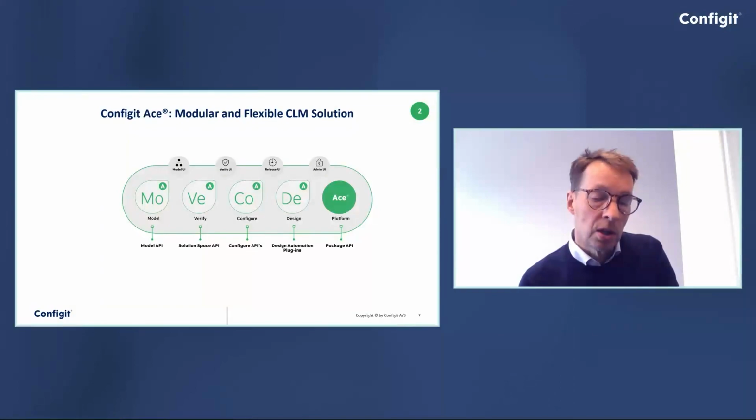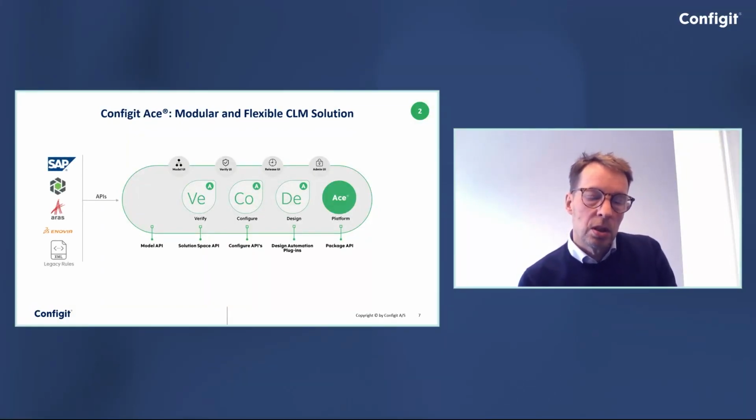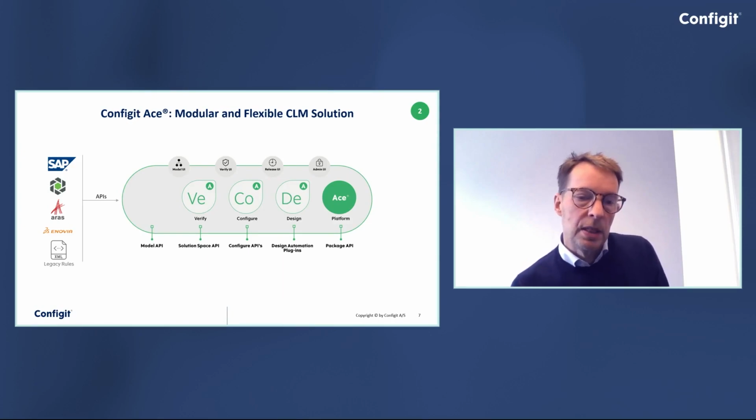Now, as I said, you may decide to create rules from scratch and basically build up the new models within Configit Ace using the model module. But you can also decide that you import data from whatever existing sources you have. I've listed some of the traditional sources that we support. For example, if you have a SAP variant configuration model or SAP pricing, we can extract that out of an SAP system and import it into the Ace platform, thereby making that data available in the verify and configure modules. But we can also import from PLM systems or, as I said, from legacy rules.